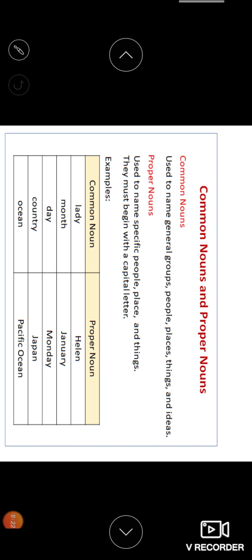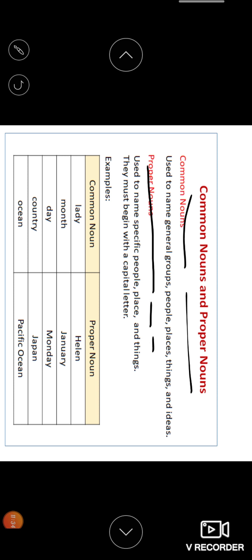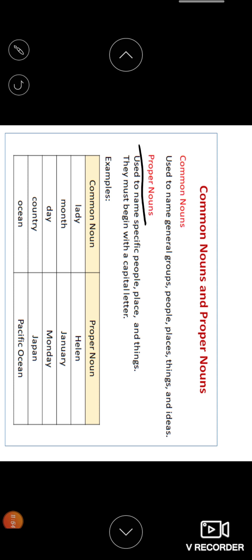Let us just have a glance at this. See here, common nouns and proper nouns. Common nouns are used to name general groups of people, places, things and ideas, whereas proper nouns are used to name specific people, places, animals, things. They must begin with capital letters. Yes, this is very important, children. Always keep in your mind that proper nouns, even in the middle of a sentence, we have to always start with a capital letter.